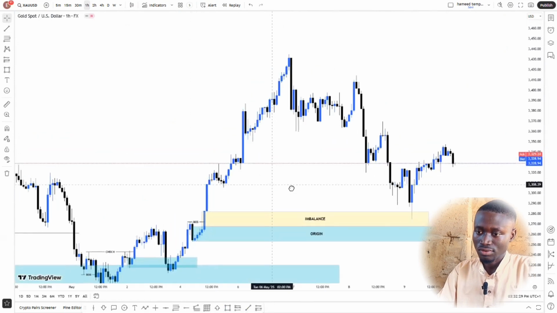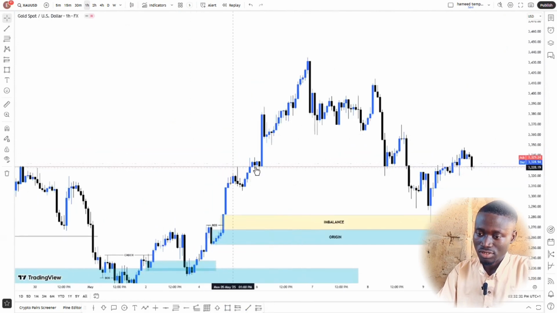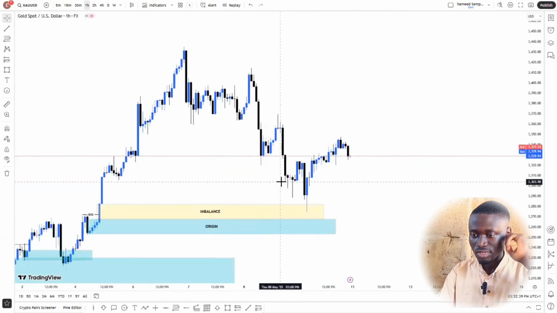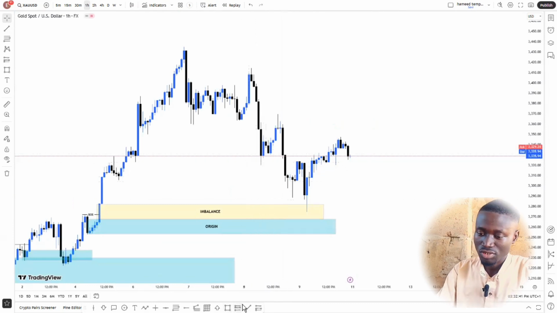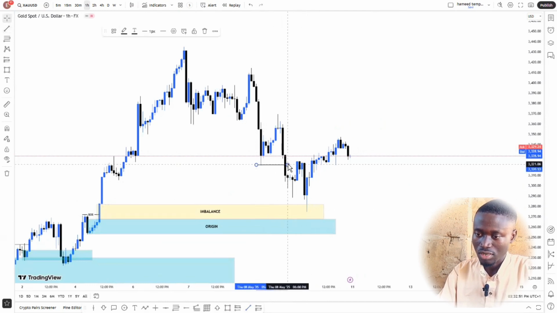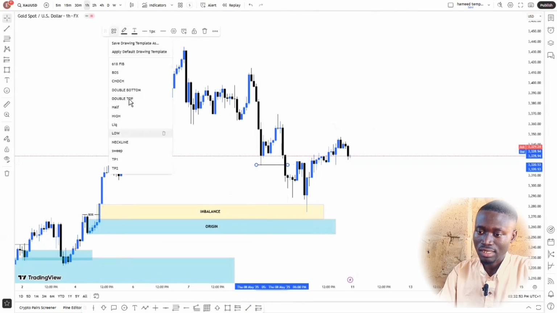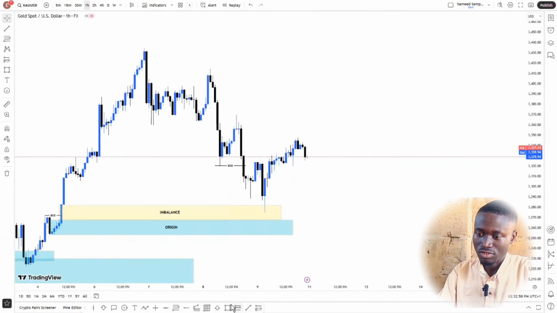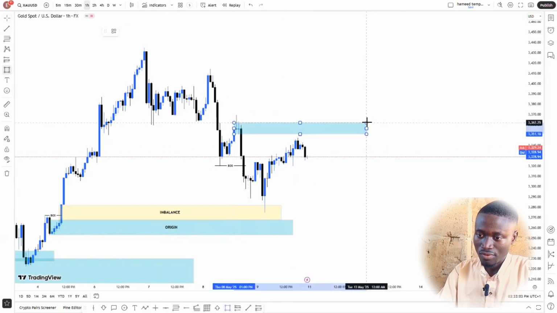So on 1 hour now, clearly reading all this structure, we have a breakup structure, that change of character to the downside here. Now we have the last breakup structure here, because this one is not a breakup structure yet, it's weak. Well, on a smaller time frame it will be, but here it's still weak. Now this is our last breakup structure on the higher time frame here. So we now have this supply zone here.